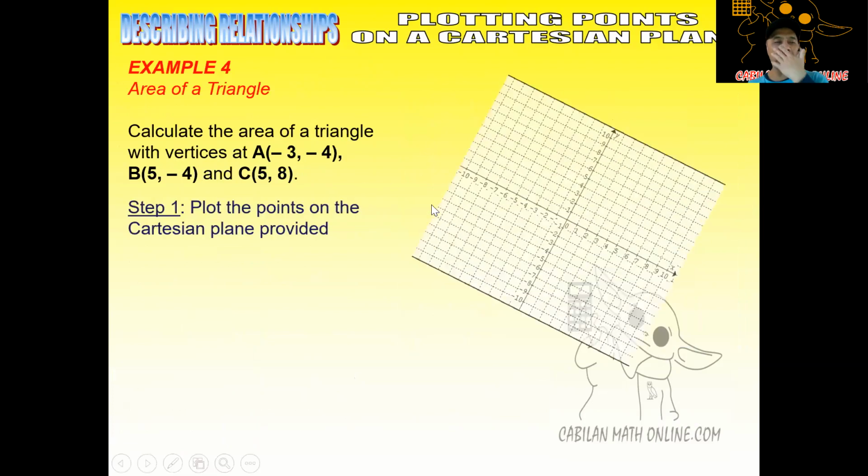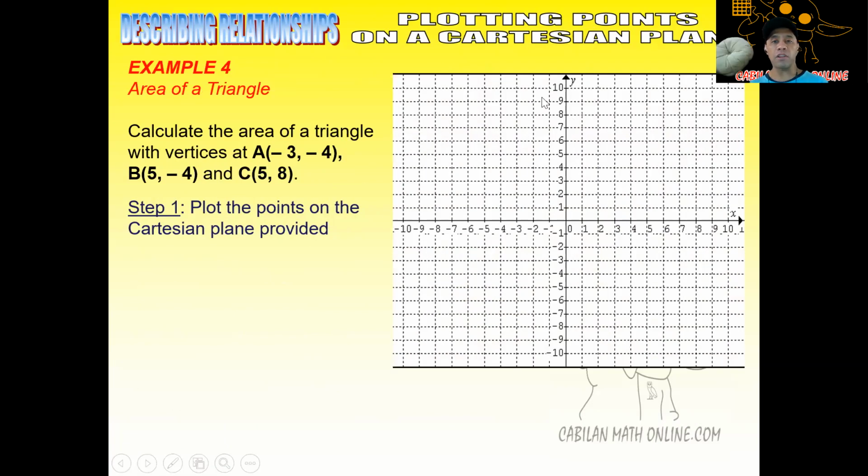So if you take a look at the Cartesian plane over here, our very first step is to actually plot these points. Starting off with the point A, notice what we have here is (-3, -4), so both the x and the y coordinates are negative. To plot the point (-3, -4), I always start from the center. Starting from the center, I'm going to go left 3 and then down 4. So that's going to be right there.